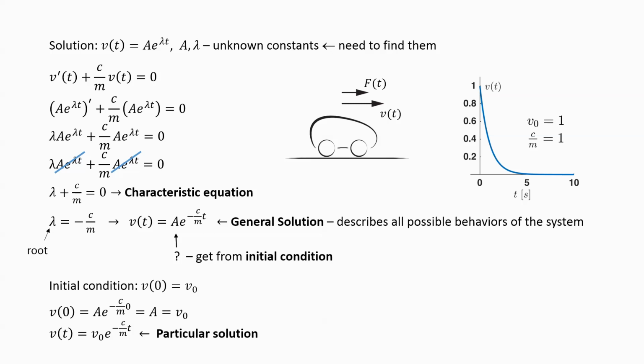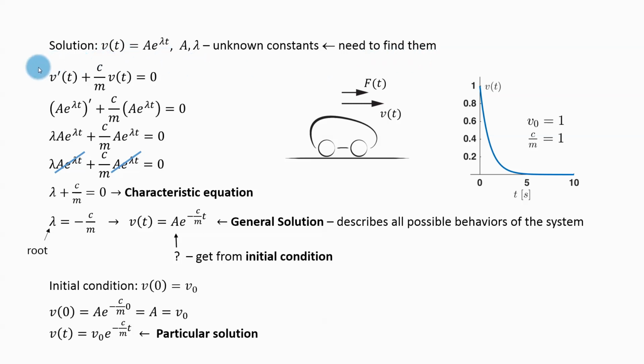The solution is already prepared for you and you just need to find some constants. And this is also our case. If you have an ordinary differential equation with constant coefficients, then you can expect the solution in this form. These a and lambda are just some constants, and all you need to do is to find them.